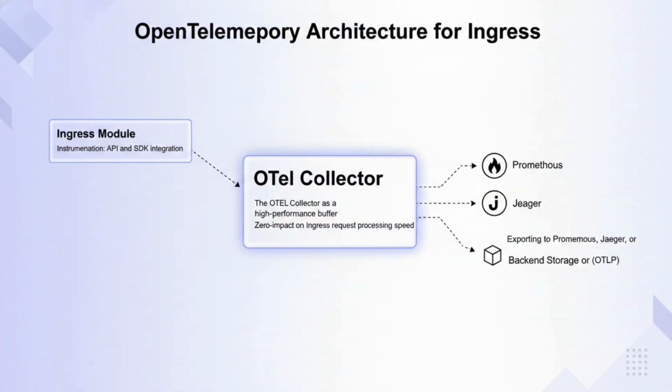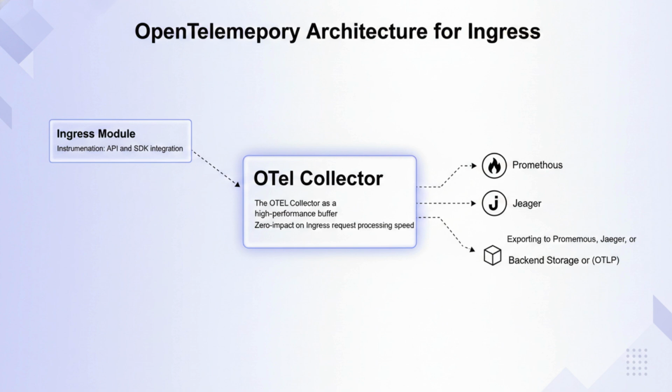To implement OTel at the edge, we must understand its architecture. The OTel ecosystem consists of APIs, SDKs, and the OTel collector. In the context of an ingress controller, like Nginx or Envoy, we typically use a plugin or a built-in module that acts as the instrumentation layer. This layer generates spans for every incoming request and exports them to a local or remote collector.